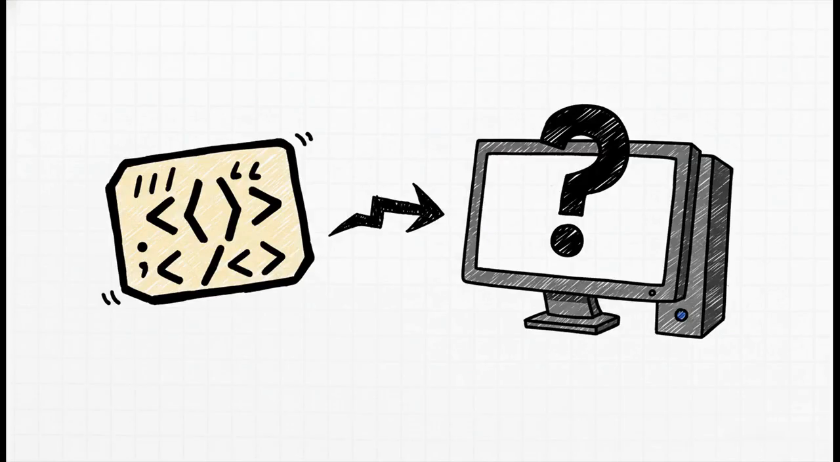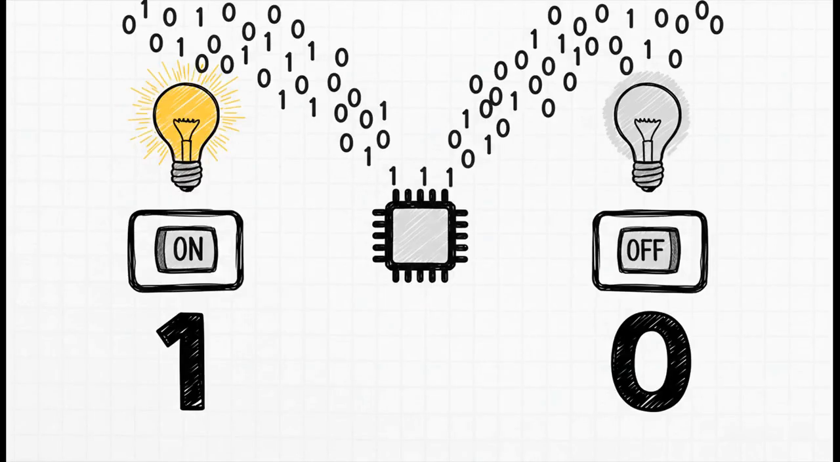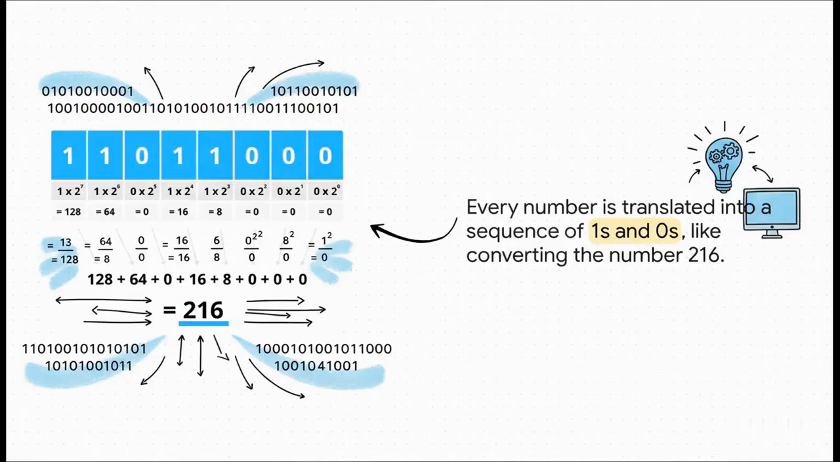Because at their most fundamental level, computers only speak one language, binary. And why is that? Well, a modern computer chip has billions of microscopic little switches called transistors. And a switch can only be in one of two states, on or off. We represent on with a 1 and off with a 0. And that's it. Every single piece of information, every number, every letter, every instruction is just a long sequence of these ones and zeros.